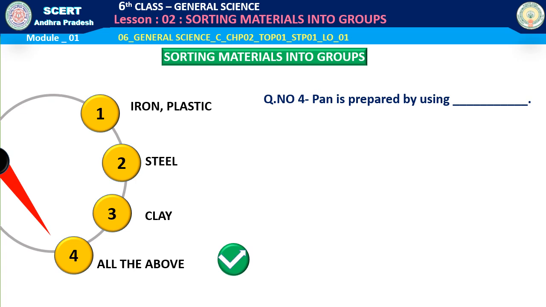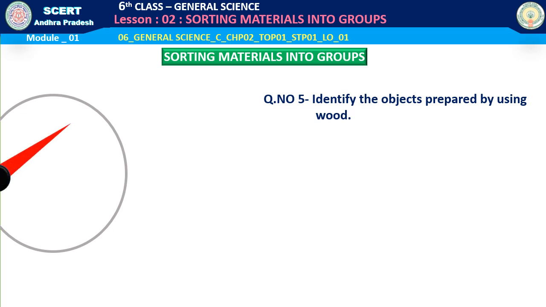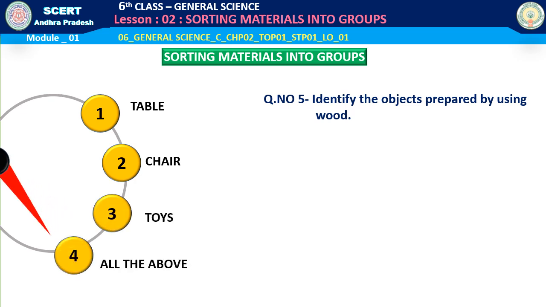Let us answer one more question. Identify the objects prepared by using wood. Table, chair, toys, all the above. Yes, what you said is right. All the above is the correct answer because we can prepare table, chairs and toys by using wood.